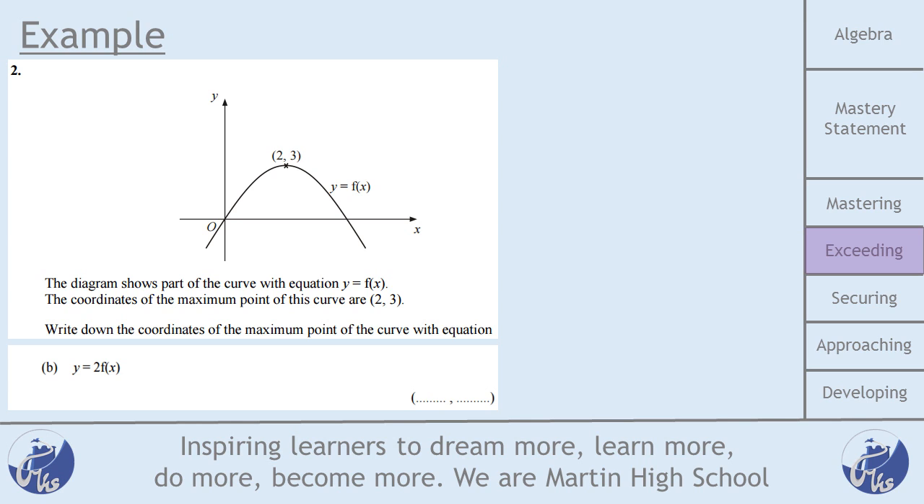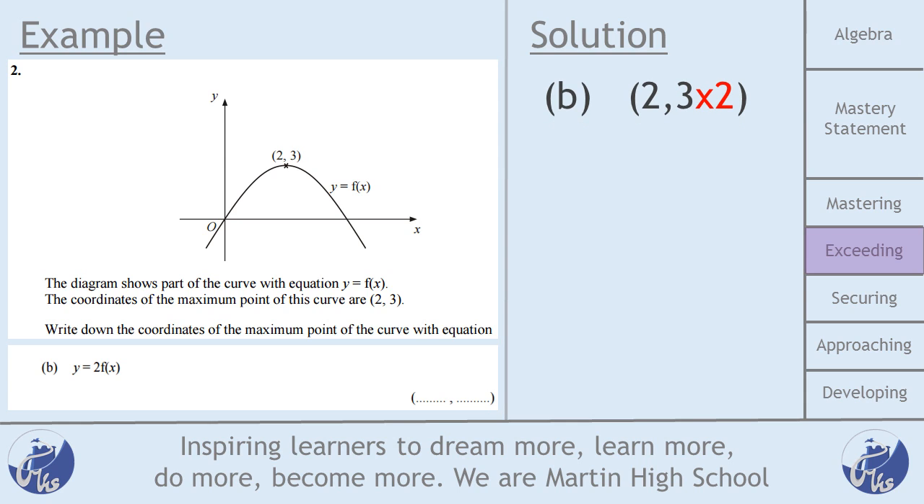So because that 2 is outside the bracket, outside the function, it will happen afterwards. The solution to this is to take our coordinate and we're going to multiply that y coordinate by 2 because it's going to stretch that graph vertically. And where it is in this graph, it's going to go upwards by a factor of 2. Meaning that the new coordinate would be (2, 6), and this would get us our mark in this problem.